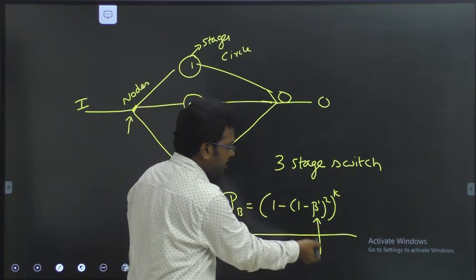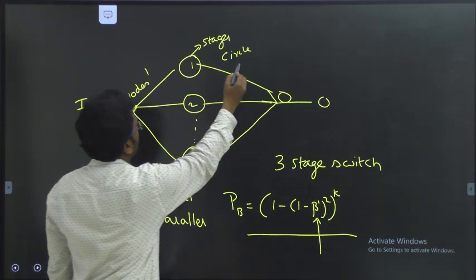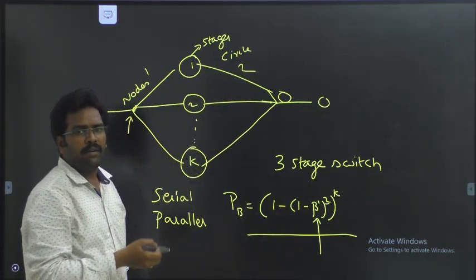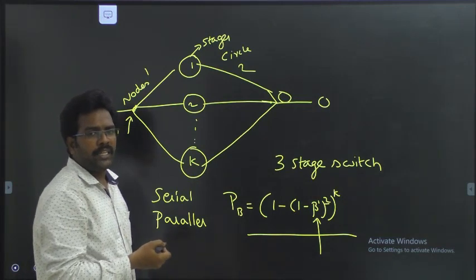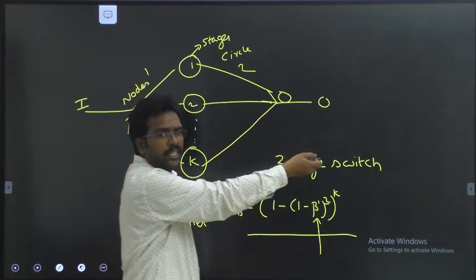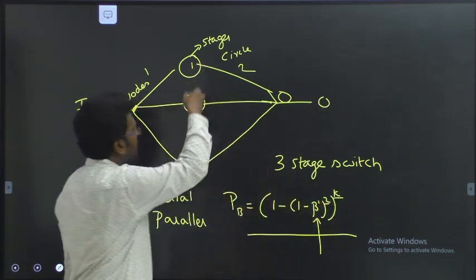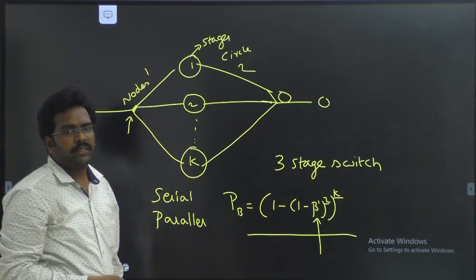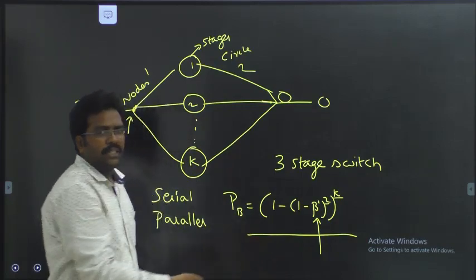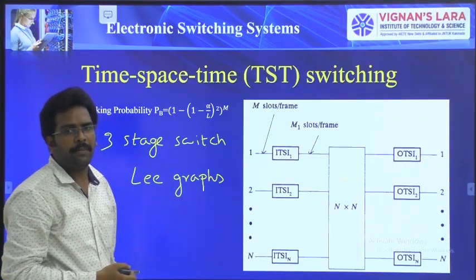This is unused, this is used. Since it contains 2 links, I am going to use the prefix 2 here. This 2 is not a power. We already came across this point in unit 2. This 2 refers to the number of links. In case of this three-stage switch, it contains 2 links, and k indicates the number of stages. We can apply the same concept here to find the blocking probability.